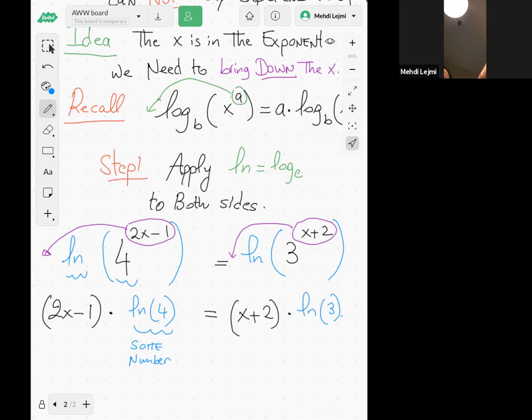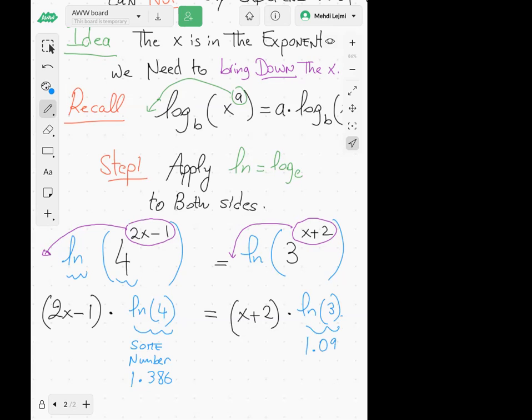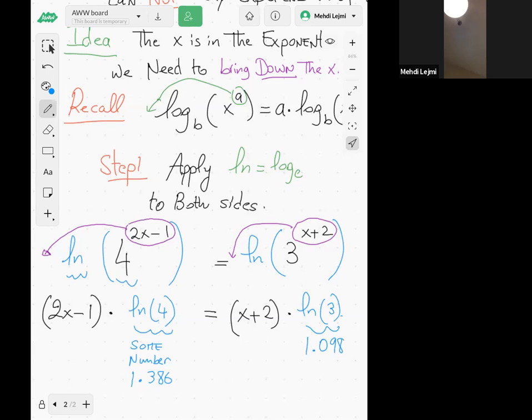So as Rabiu said, log of 4 is going to be 1.386, and log of 3 would be 1.098 or something. Thank you, Rabiu. So it's just some decimal. This is 1.386, and this is also some decimal, 1.0 something. Yeah, 98. Okay.